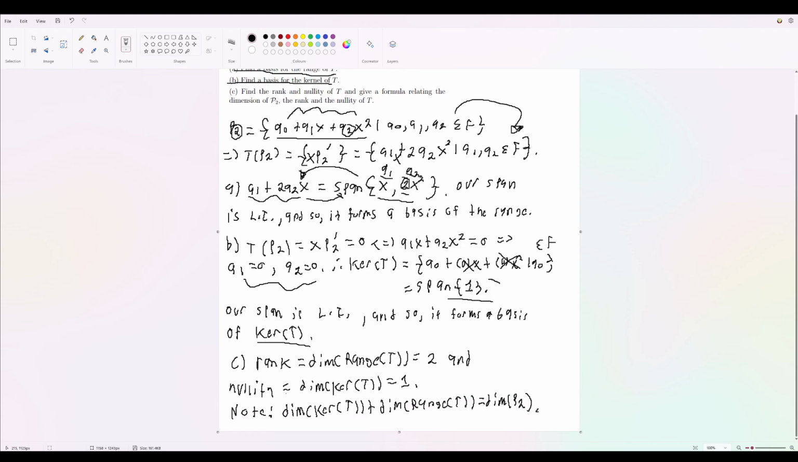And for our note, we're going to say that the dimension of the kernel of T plus the dimension of the range of T, the nullity and the rank, equals dim P2. Right, so I'd say this is rank, this is nullity, so this is the piece that we wanted to find. So that's it.